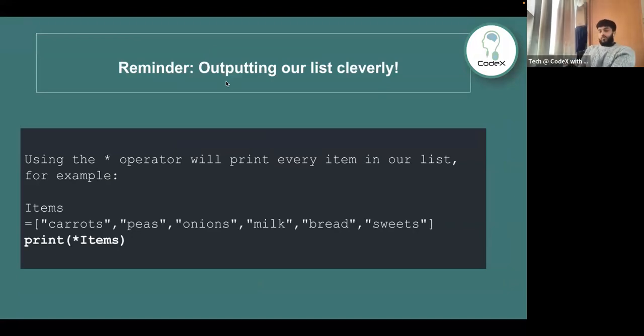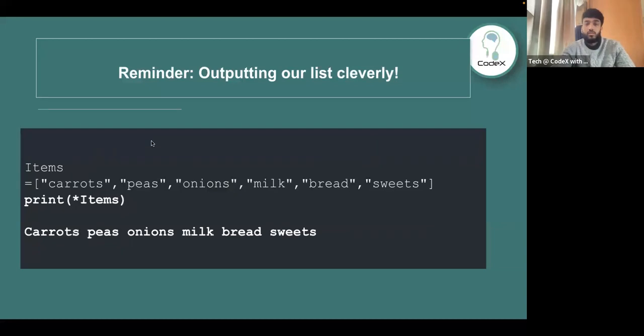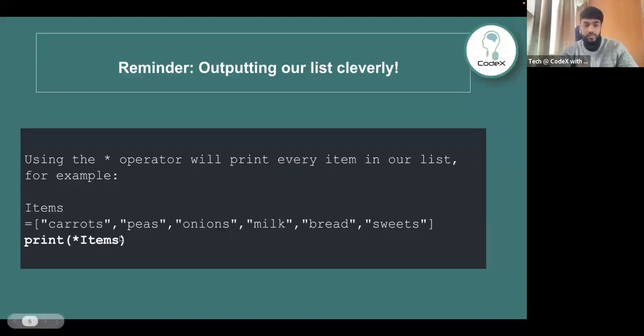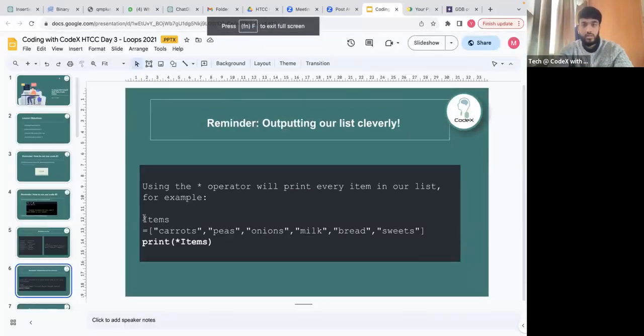So just a quick reminder, I believe you covered this yesterday, but whenever you have a list, you can output the contents of the list by using this operator over here, the star operator. So for example, let's create a list and see how this works.